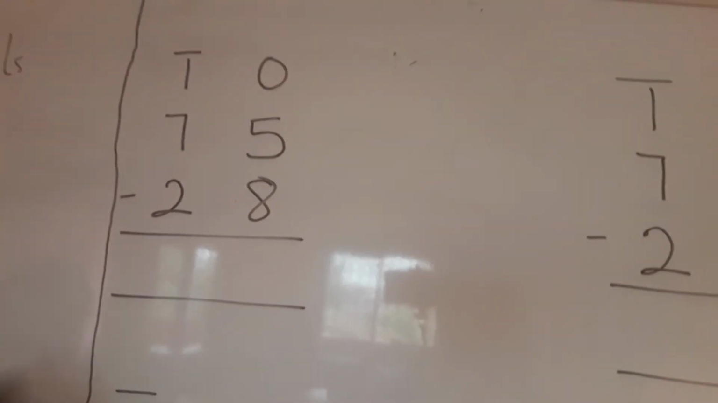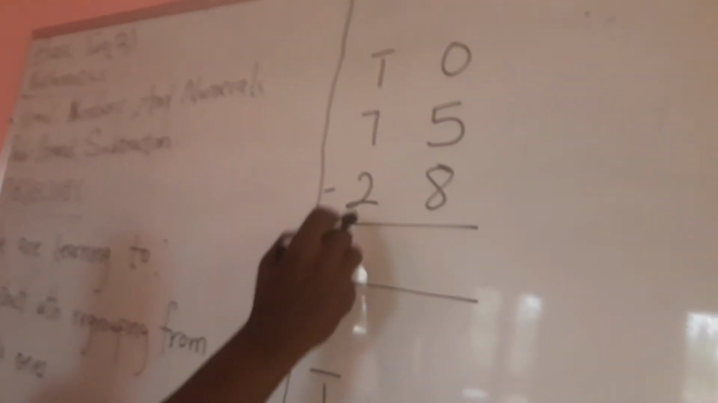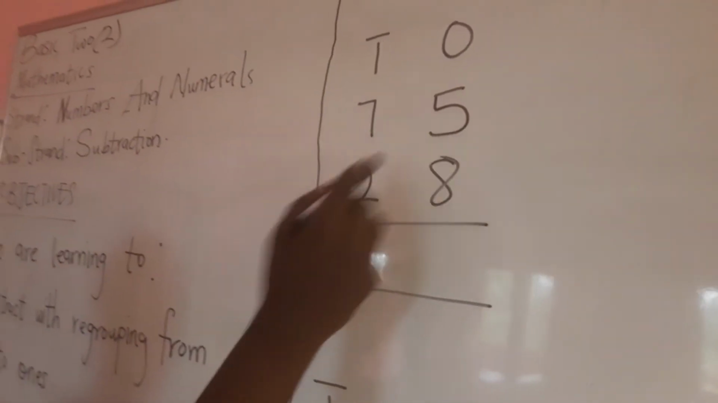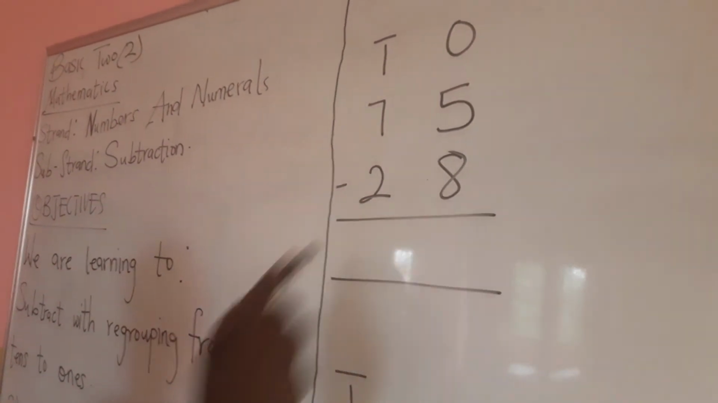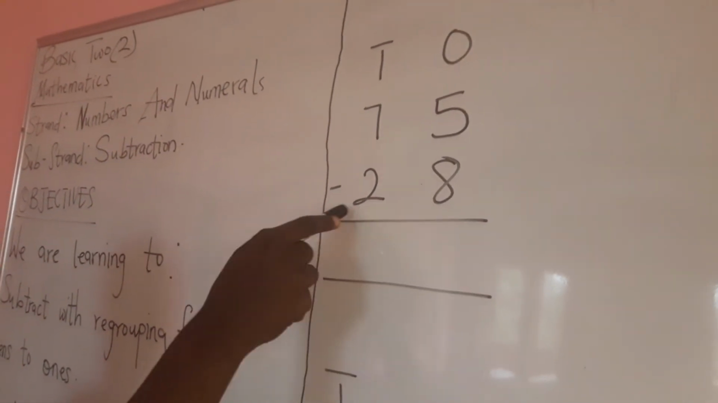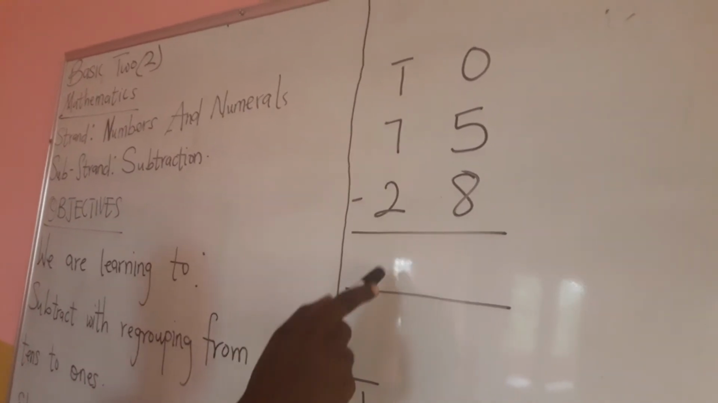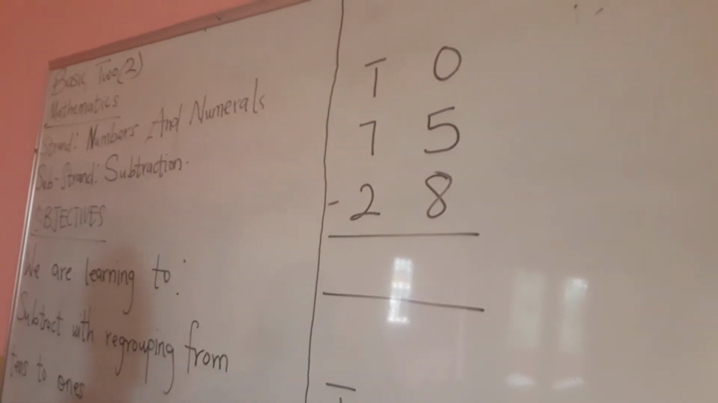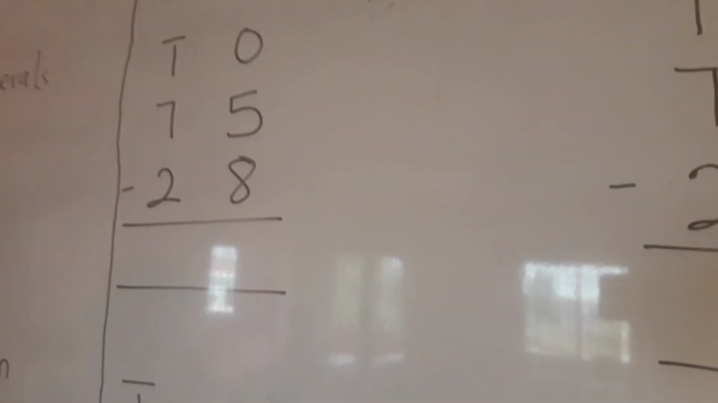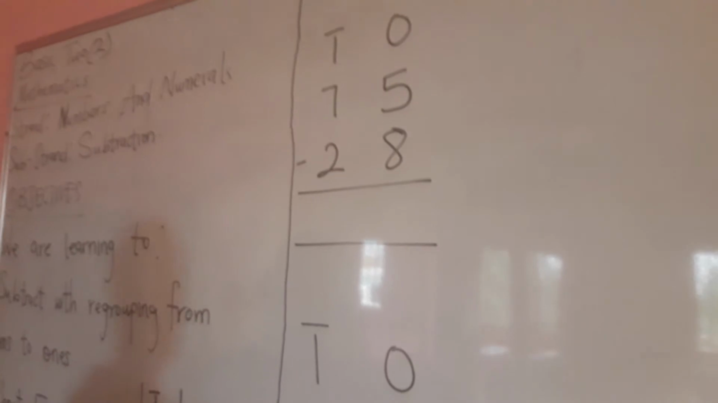Now I have 75 minus 28. 75 minus 28. That means you are subtracting 28 out of 75. And we said we always subtract from our right side. We subtract from where? The right side.